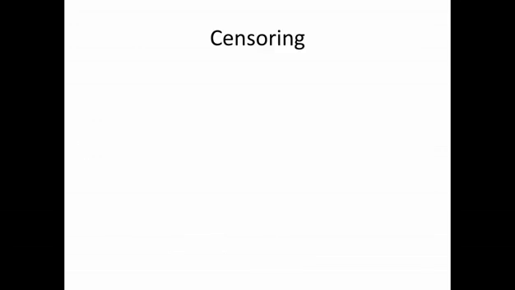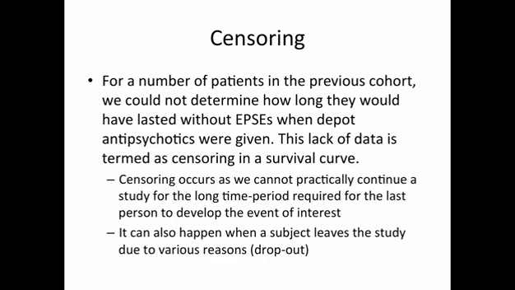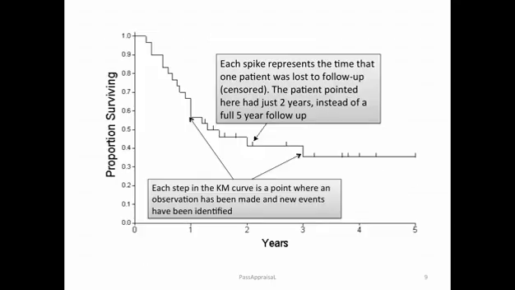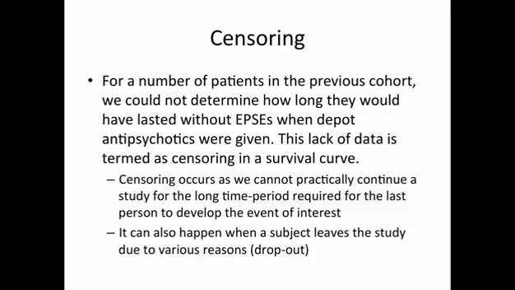A term that is often used in the context of survival curves is censoring. For a number of patients in the previous cohort, we could not determine how long they would have lasted without EPSEs when depot antipsychotics were given. This lack of data is termed censoring. Censoring occurs as we cannot practically continue a study for the long time period required for the last person to develop the event of interest. It can also happen when a subject drops out of the study due to various reasons.